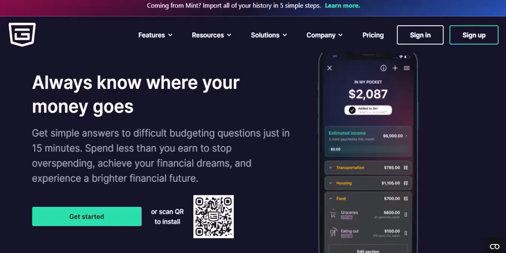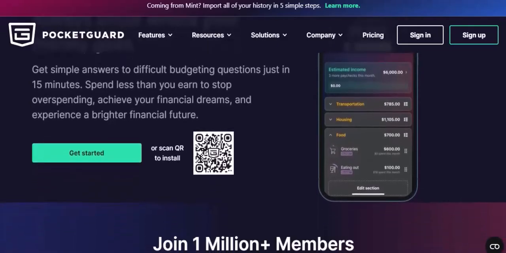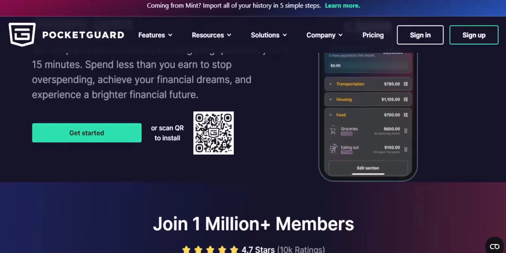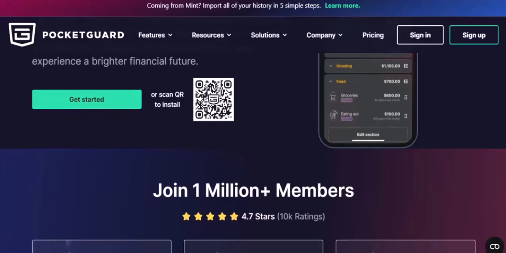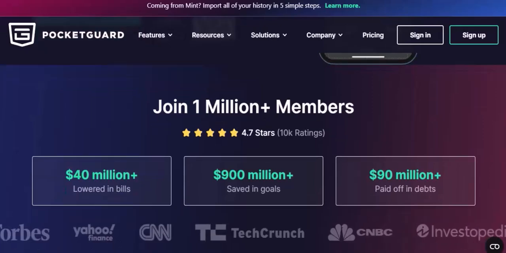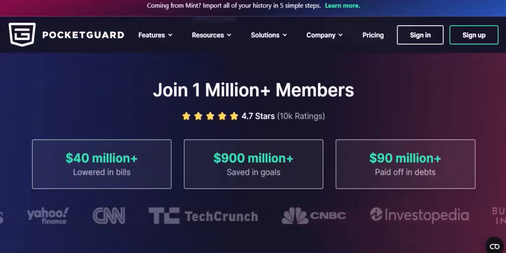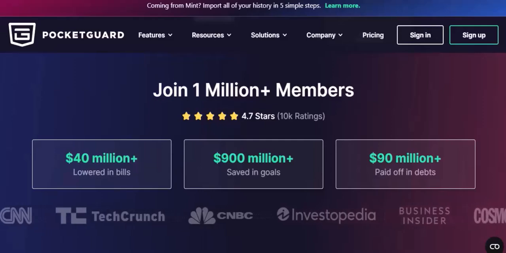Checking your account balances: monitor your bank accounts, credit cards, and investment accounts all in one place. Analyzing spending trends: gain valuable insights into your spending habits with easy-to-read charts and graphs. Setting and adjusting budget goals: create and modify budgets effortlessly, ensuring you stay on track with your financial targets.